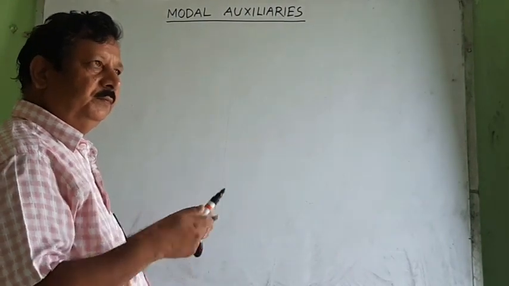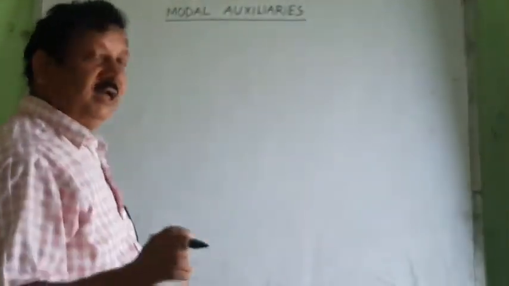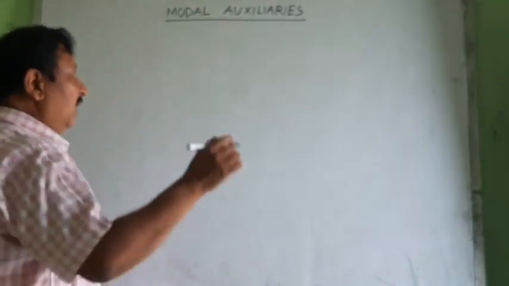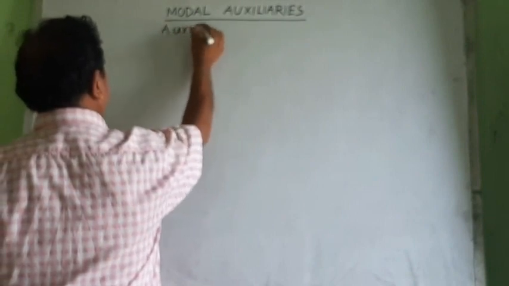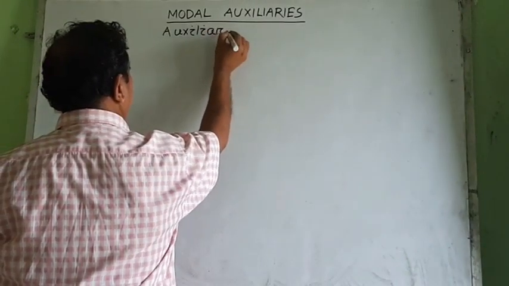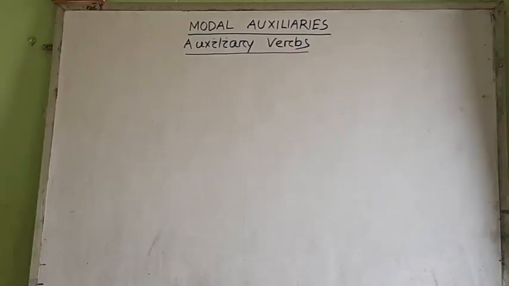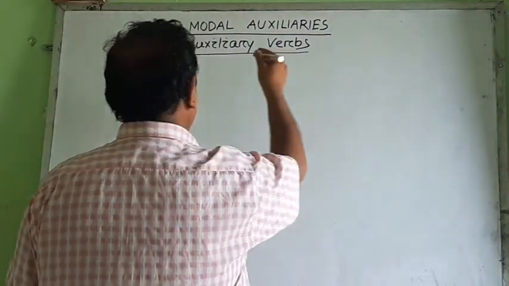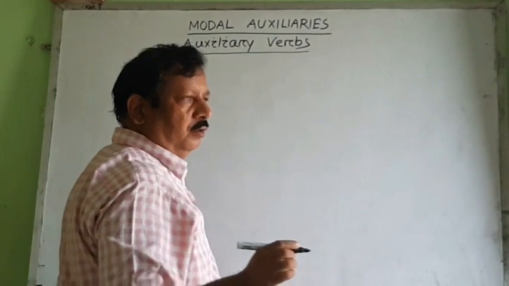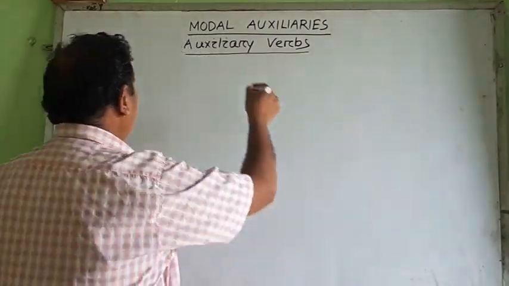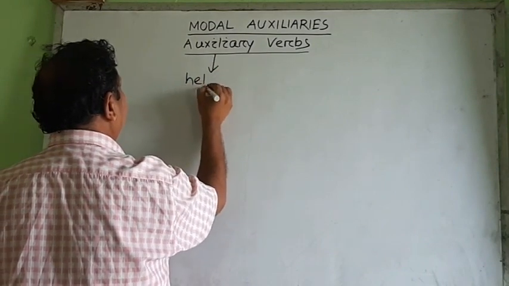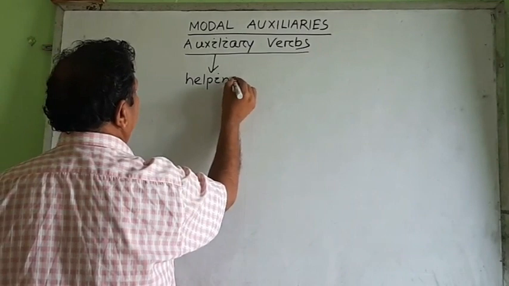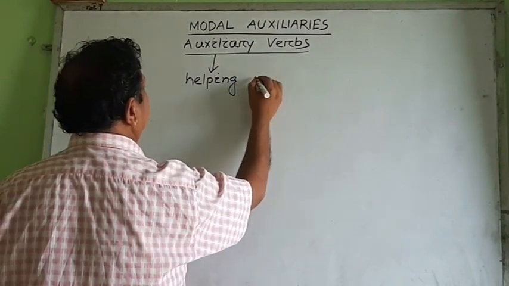Sometimes you can find in some of the books they are written only as auxiliary verbs. Auxiliary. So, first of all, let us now know what does auxiliary mean. Here, auxiliary means help. These are called helping verbs.